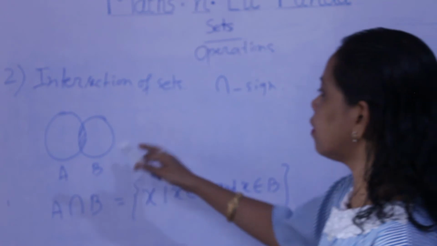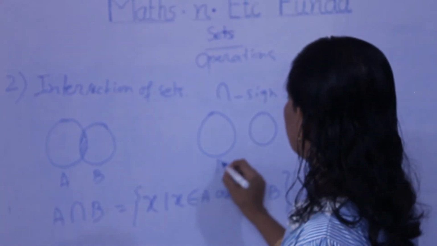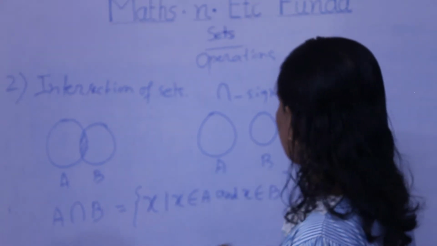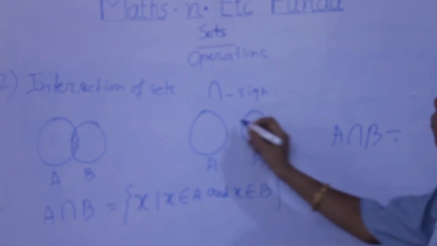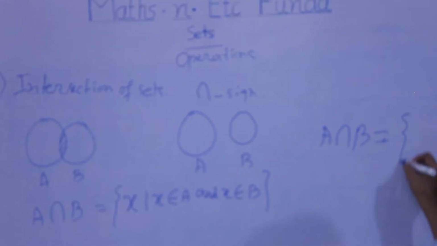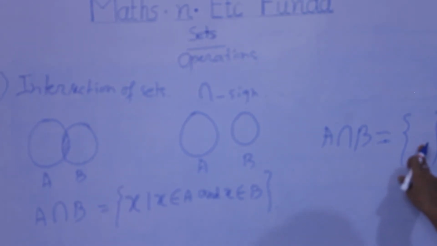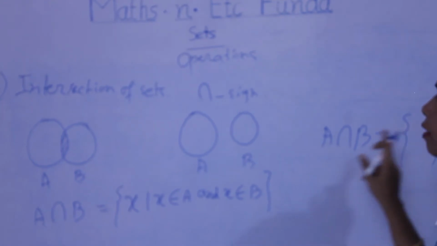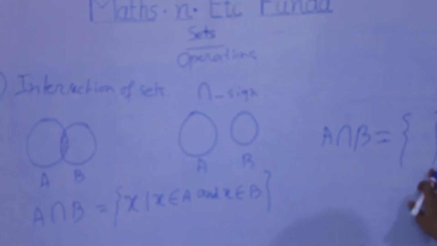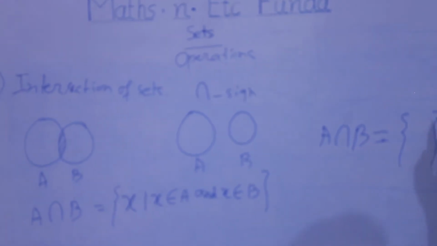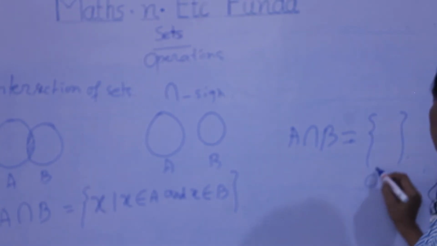Now if the two sets are disjoint, because they have no common element, then the intersection of sets has no common element. So intersection of sets will be a null set. Okay, for disjoint sets, if the sets have no common element, then this will be an empty set. It is denoted by curly braces, no element in curly braces, or it is denoted by phi.